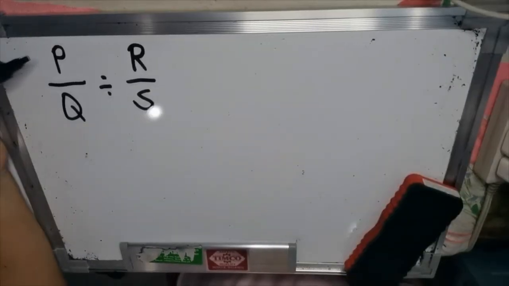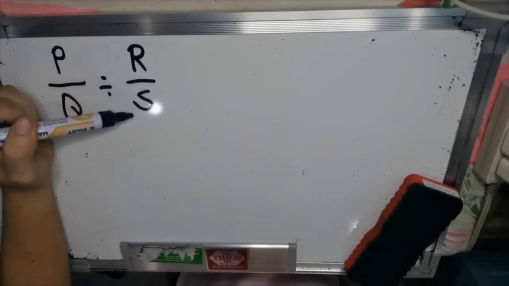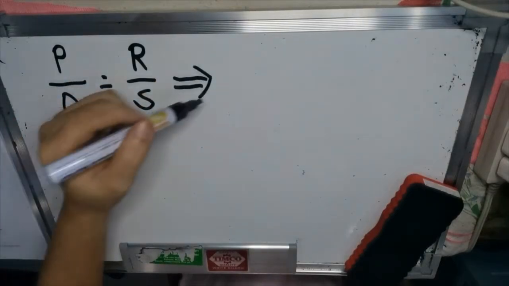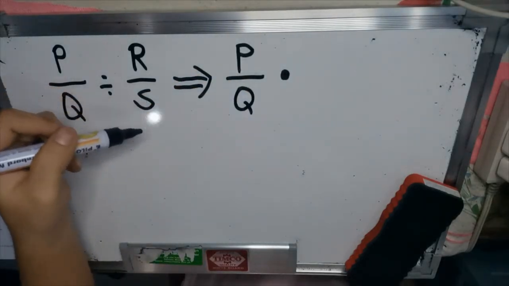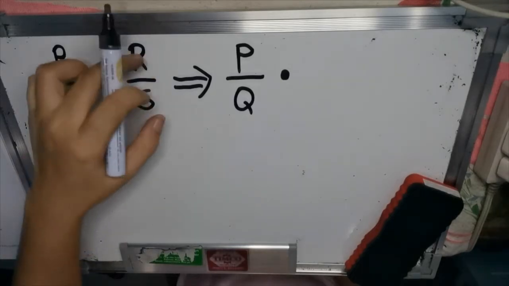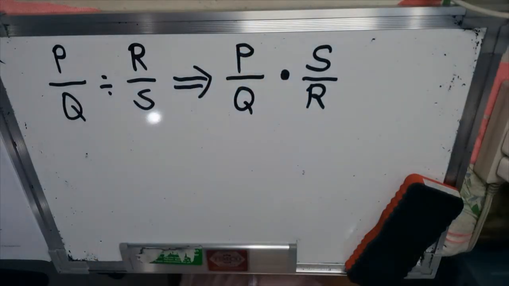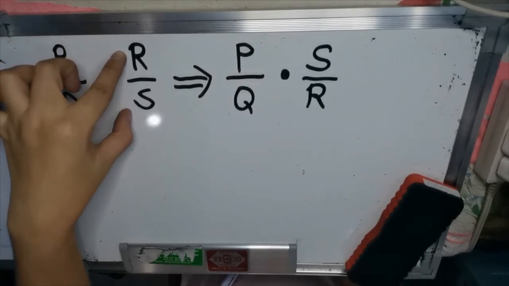Say, for example, we have here P over Q divided by R over S. So, ito can be written also as P over Q times the reciprocal. Okay? Reciprocal ng ating given, so this will be S over R. Ayan. And then, balik tayo sa rule ng multiplication, 'di ba? So, ganun lang gagawin natin. Yung ating second given, yun yung ating i-reciprocate.